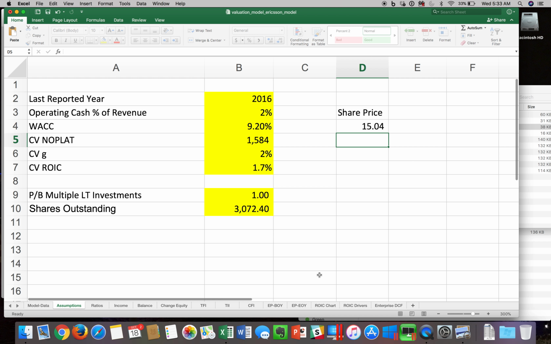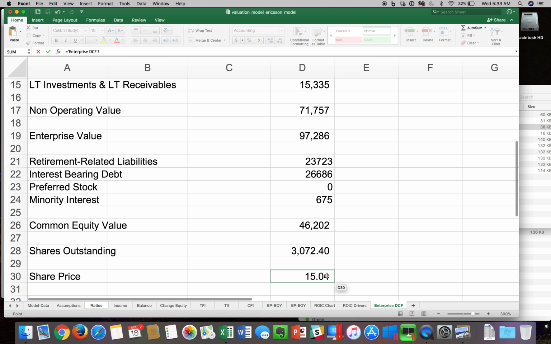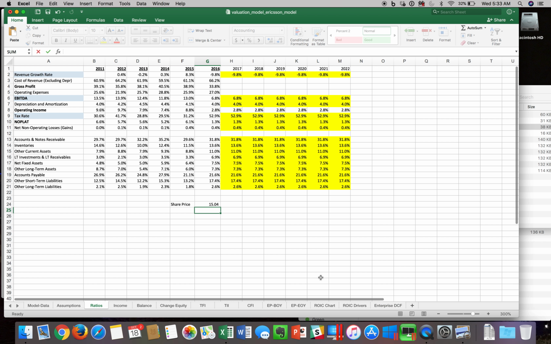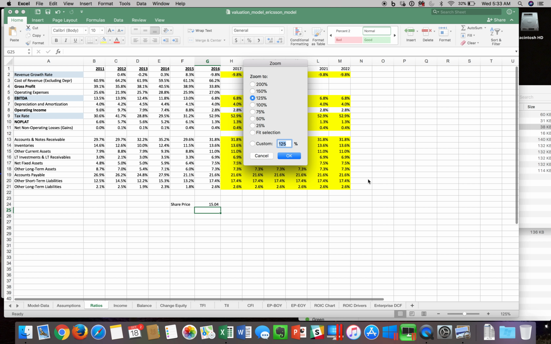Can't spell. Share price. And I'm just going to refer to the enterprise DCF share price so I don't have to keep jumping tabs. And then on the ratios tab, which we're also going to do this, I'm going to do the same thing. So here is my forecasted share price. And again, equals a reference to the enterprise DCF forecasted share price. So as I change ratios, I can see the impact on share price. And again, I don't have to keep jumping back and forth on the tabs. And I'll make this a little bit bigger so it's easier to see.